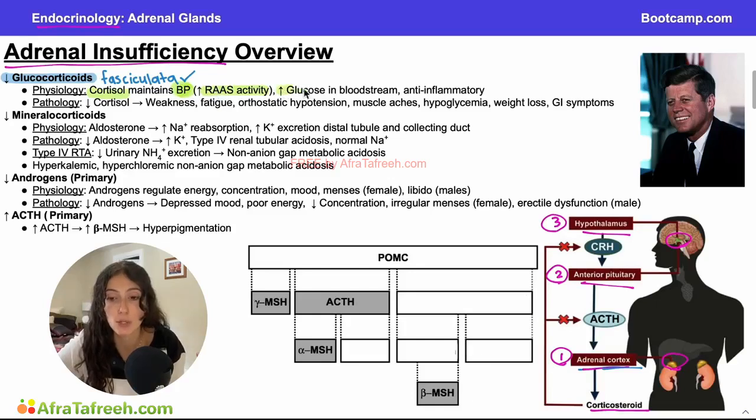Cortisol is also going to increase glucose in the bloodstream, as well as have some anti-inflammatory properties. So these are all going to be the role of cortisol in normal physiology. But what happens when we don't have enough cortisol because our cortex is not making it? When we have decreased cortisol, this is going to lead to our pathology. And our pathology of decreased cortisol is going to be the opposite of our physiology.